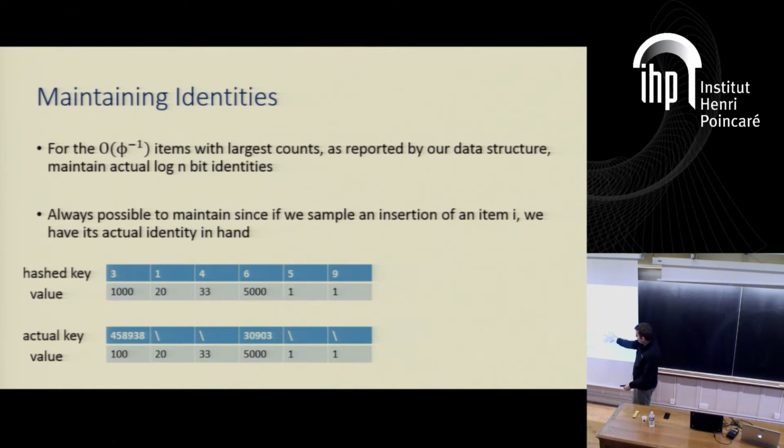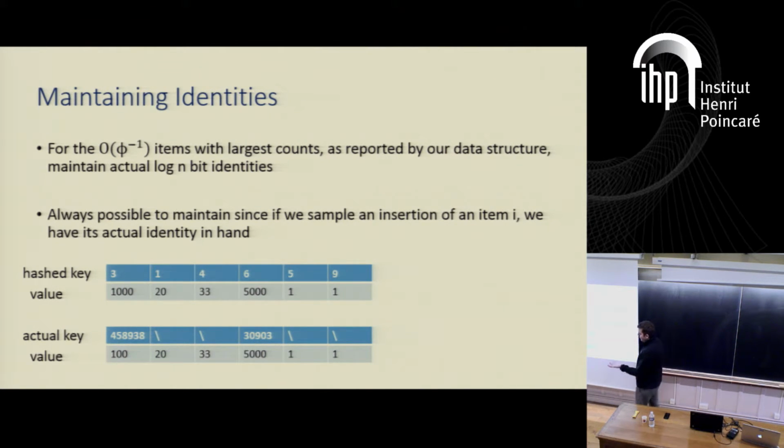So this is a pretty big table. It's like 1 over epsilon pairs. I can't afford to maintain the actual identity of all of those things. But what I do is I just look at the top 1 over phi values. And for those values, so this is 1,000, 5,000, these are very large, I have their actual key, which is log n bits. So at any given time, for the order 1 over phi items with largest counts, as reported by our data structure, we maintain their actual log n bit identities.